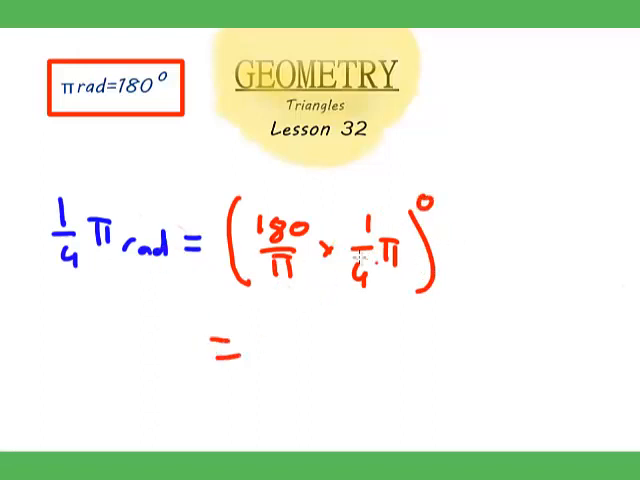And when we evaluate this, it cancels the pi out, and 180 divided by 4, we get a nice round 45 degrees. So 1 over 4 pi radians is 45 degrees.